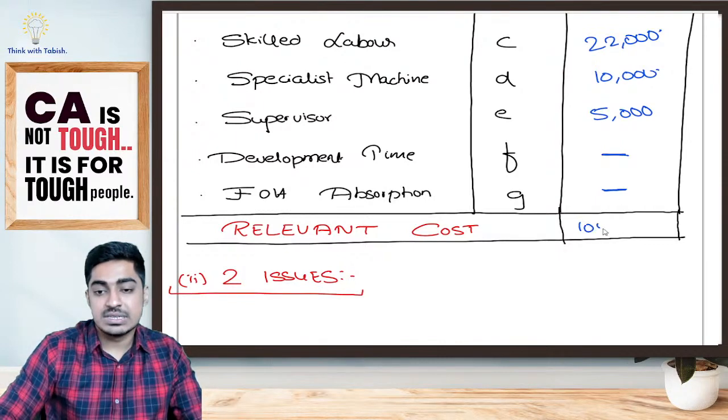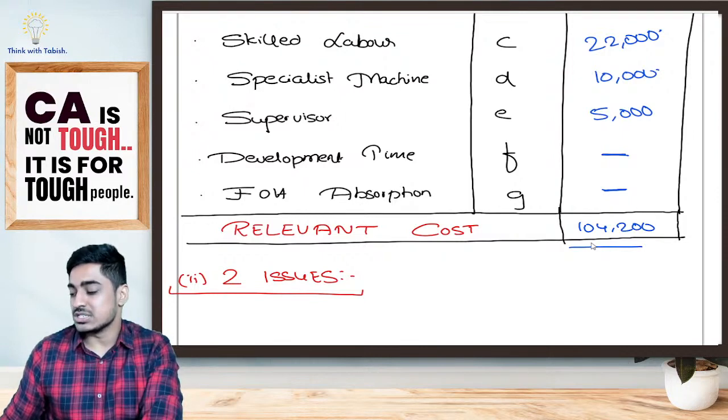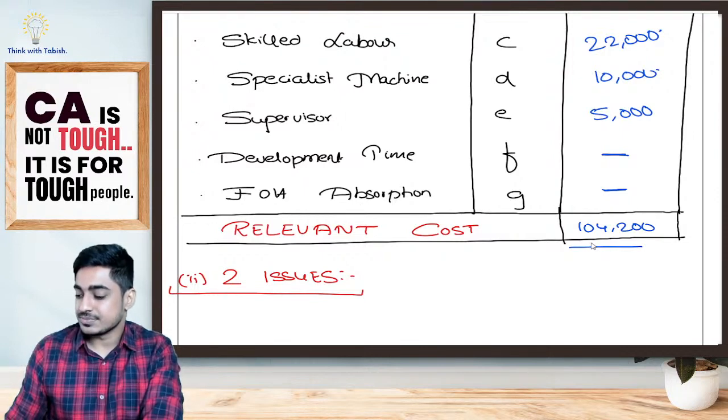1,04,200 rupees. Is it 1,04,200 rupees? Calculate and tell me, students, what is the total relevant cost?